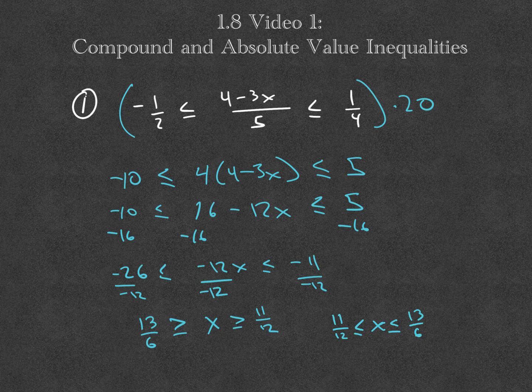We could also put this on a number line here. 11 twelfths, that's not very neat. 13/6. And I know that this inequality is inclusive, so we're going to fill in the circles. And it's an and problem. The solutions are between those two numbers, so shade in between. I could write interval notation for this. And there we go.